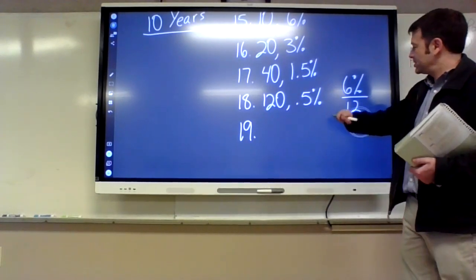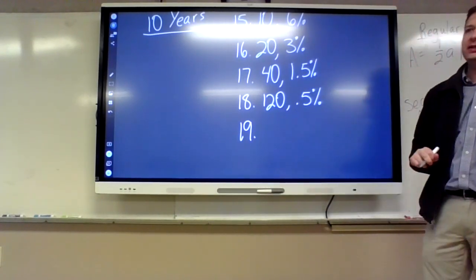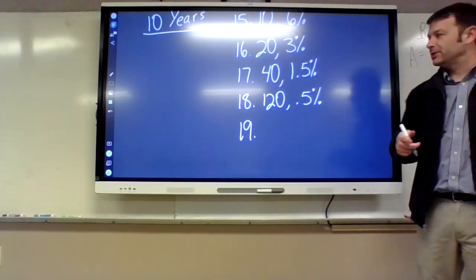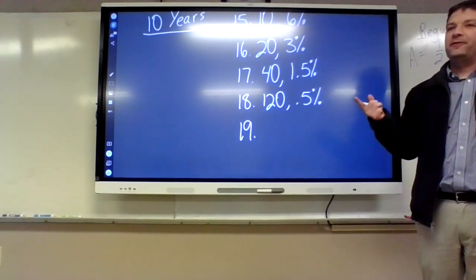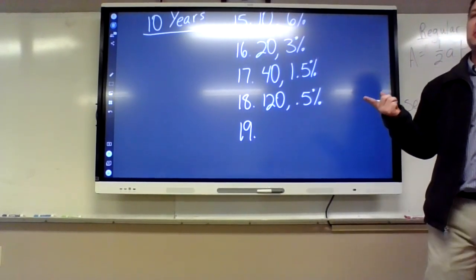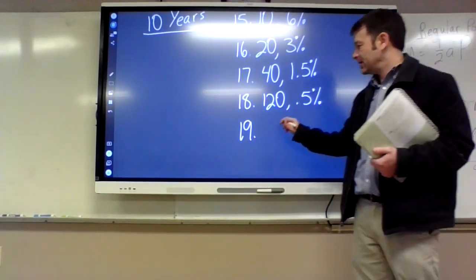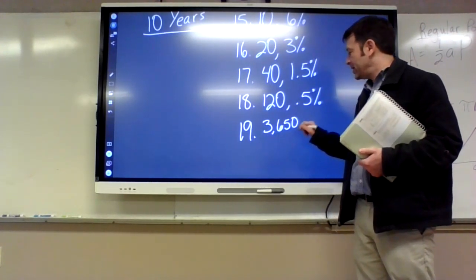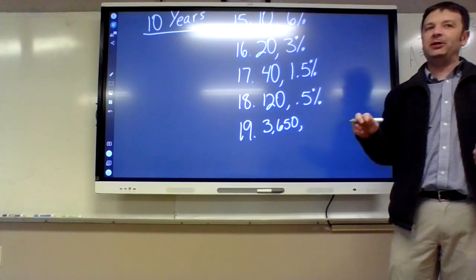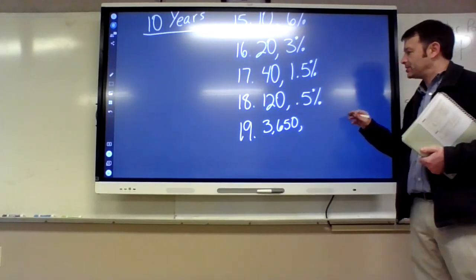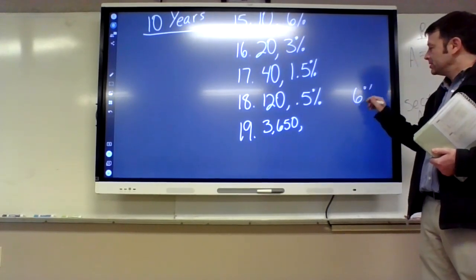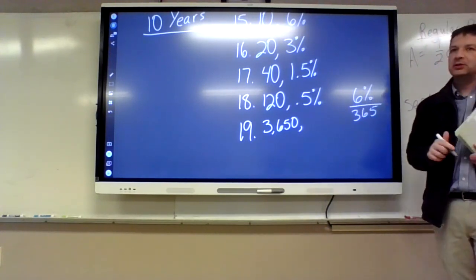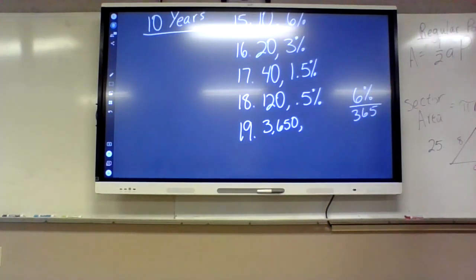Okay, last one says daily. How many times a year are you going to pay? 365. For, I don't know, they probably skipped leap year. So 3,650 payments. That's a lot of payments, but you're not going to be paying very much, because you're going to be paying 6% divided by 365. Somebody needs to plug that in the calculator.